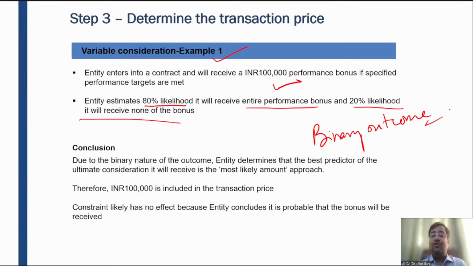The best approach to estimate the variable consideration is the most likely amount approach. So in this case, the most likely outcome is the happening of this performance bonus, that the entity will receive the performance bonus. So in this case, 1 lakh rupees of performance bonus is going to be included in the transaction price. Okay. Is it clear?